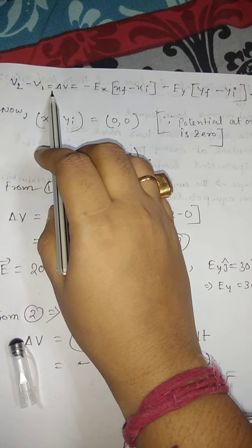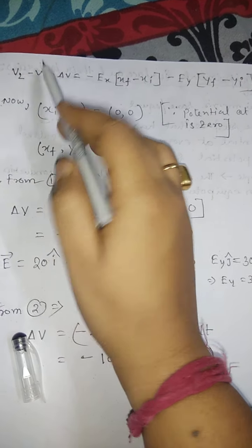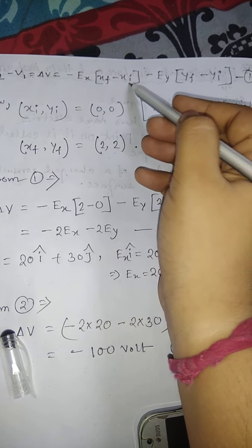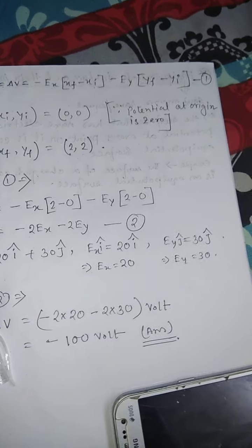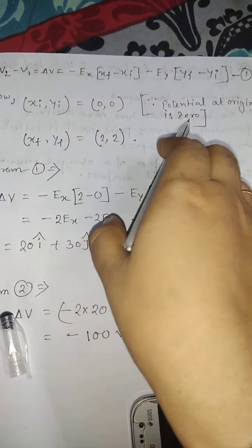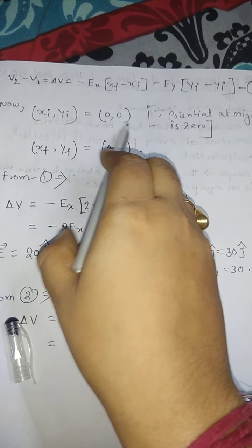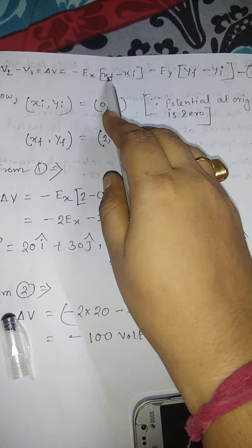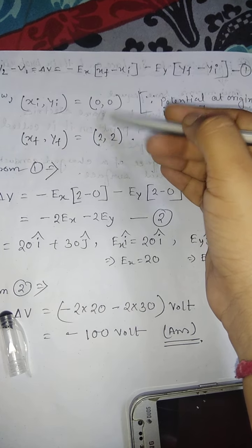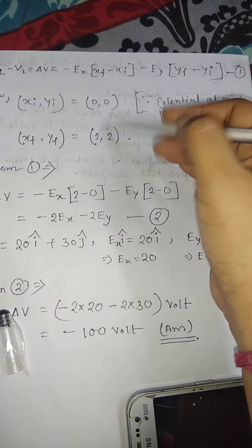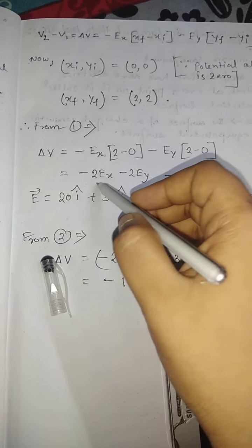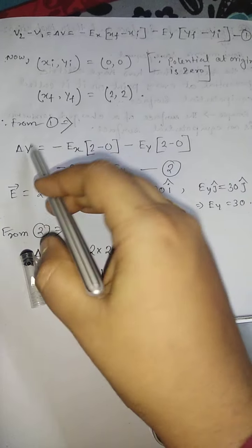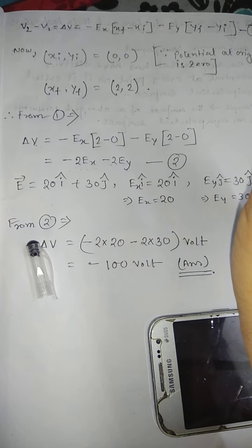After putting in the limits, V2 minus V1, that is the change in potential delta V, equals minus Ex (xf minus xi), upper limit minus lower limit, minus Ey (yf minus yi). The potential at the origin is 0, so xi, yi is 0, 0, and xf, yf is given as 2 meter, 2 meter. So xf minus xi is 2 minus 0, and yf minus yi is 2 minus 0. After putting this in, delta V equals minus 2 Ex minus 2 Ey.